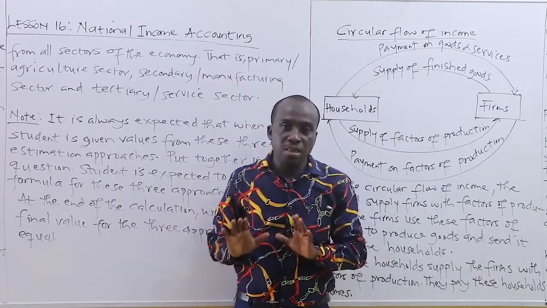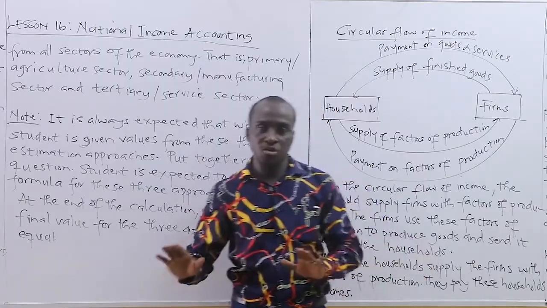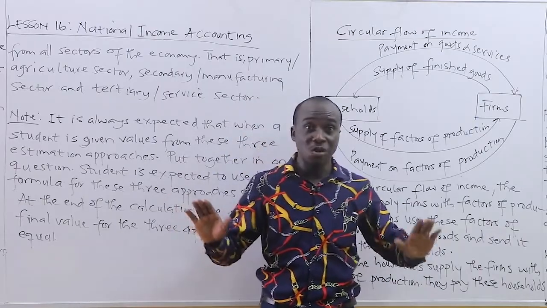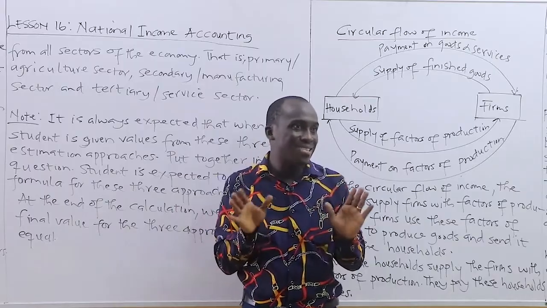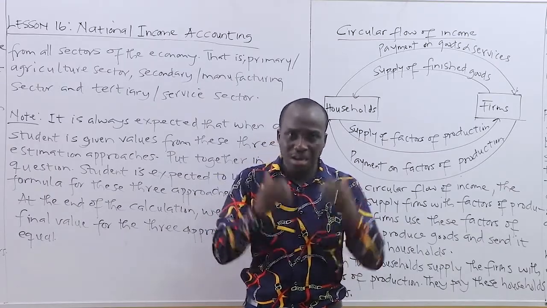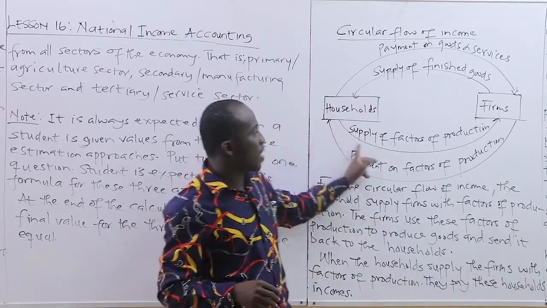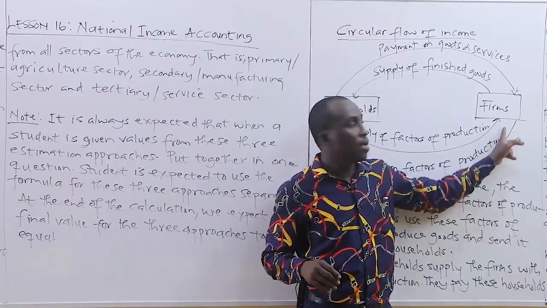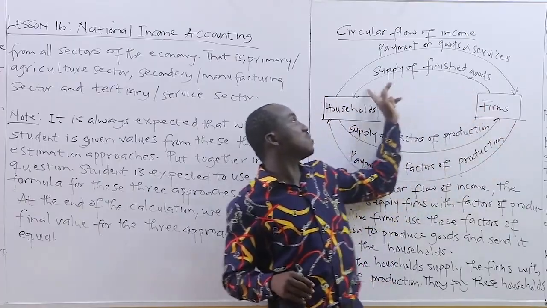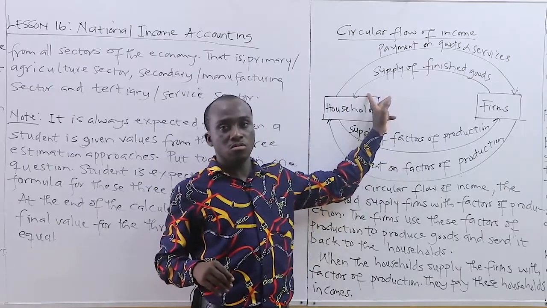Here, we are assuming the interaction is between households and firms only. There's no government, no export, no import. It's a very simple analysis just to make things very explicable for us so that we can actually fathom what is going on. So the households supply the firms with factors of production. The firm uses them to produce goods and send them to the households. So you see that the arrow moves from the firms to the household.